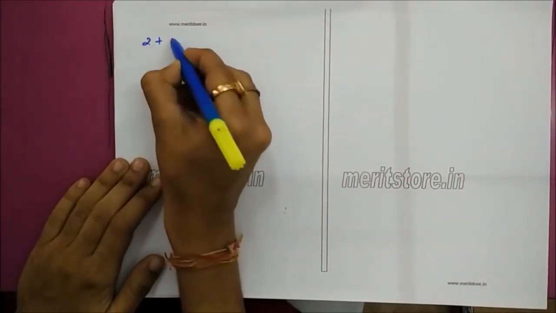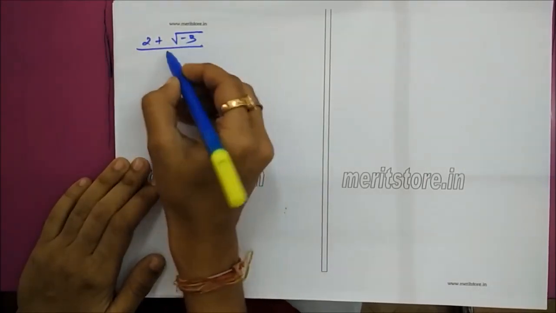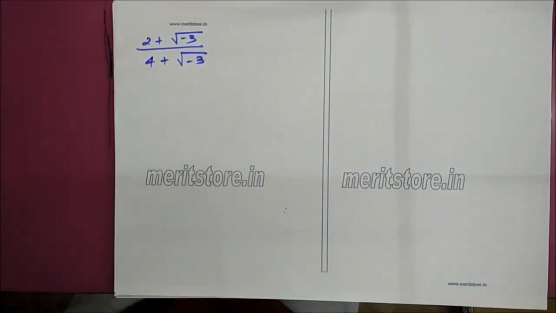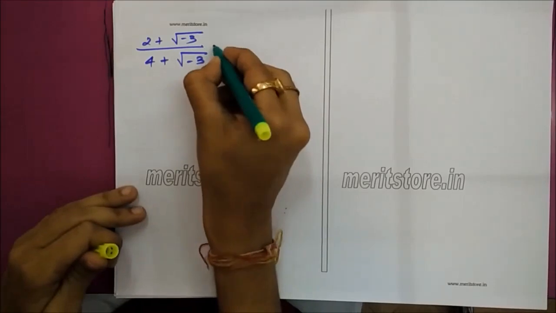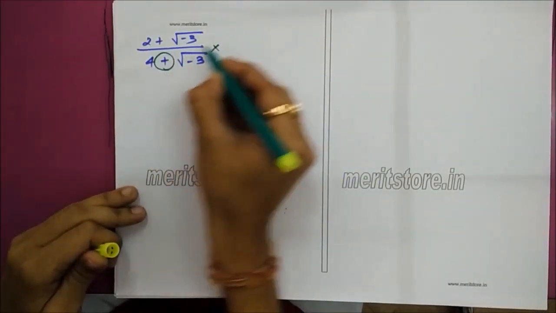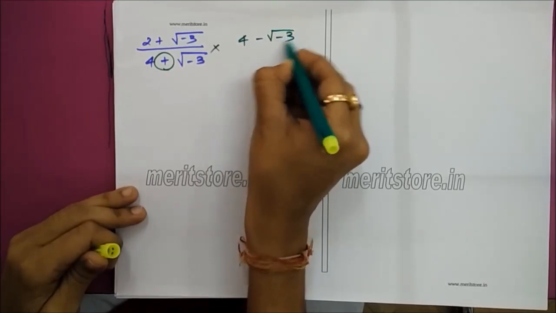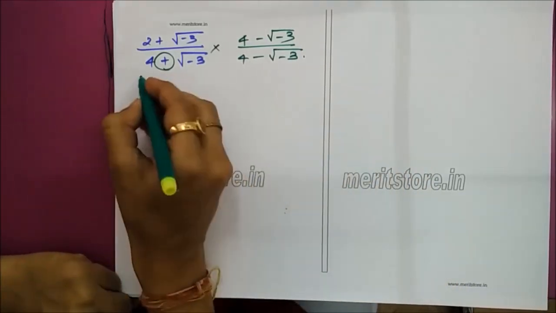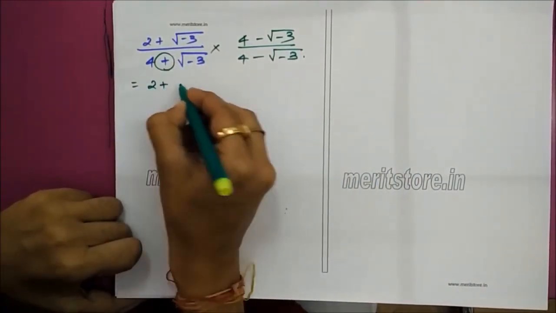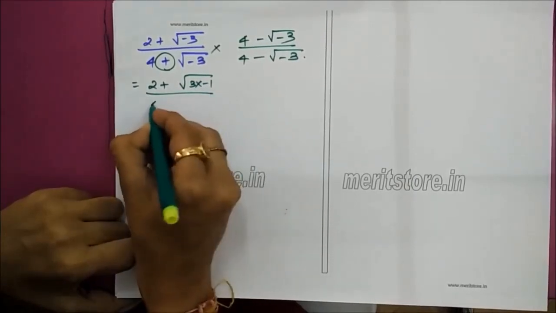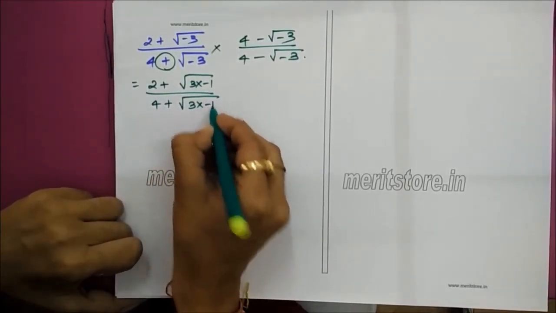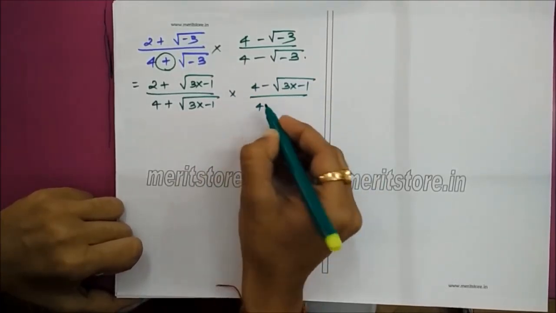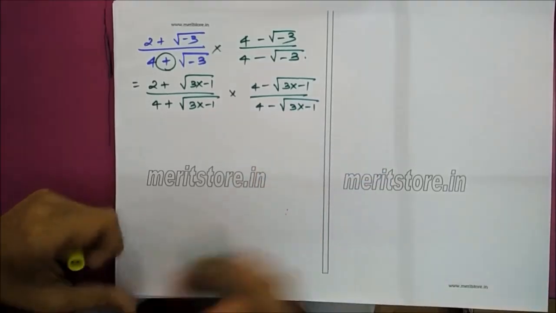Next, 2 plus root of minus 3 upon 4 plus root of minus 3. We have to write in the form of a plus bi. So here you will multiply with the conjugate of the denominator. So 2 plus root 3 into minus 1 upon 4 plus root 3 into minus 1, into 4 minus root 3 into minus 1 upon 4 minus root 3 into minus 1.